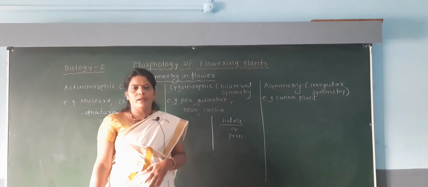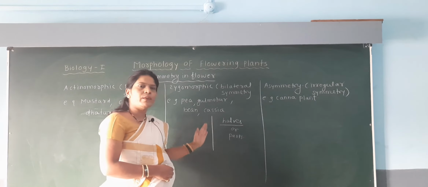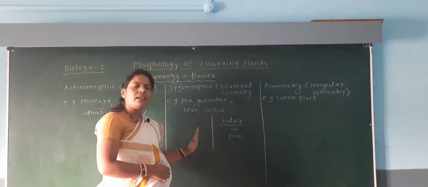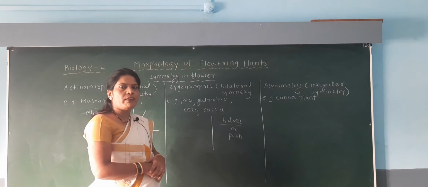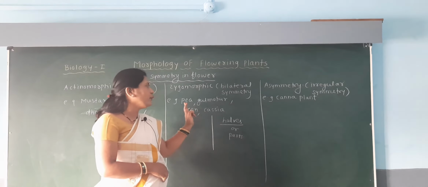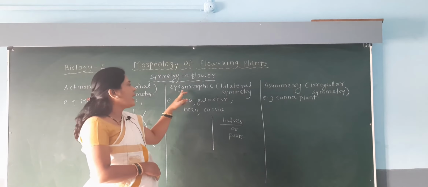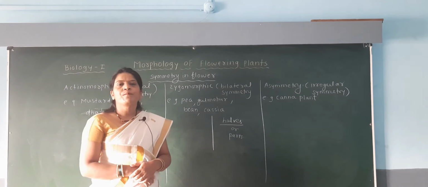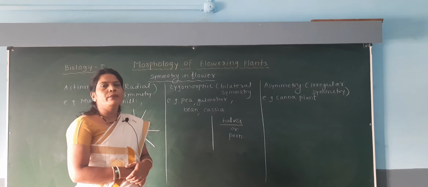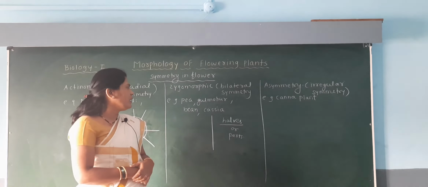Okay, so when any flower can be cut through the vertical plane and it forms two equal parts or two equal halves, then we call it zygomorphic symmetry, and another name for it is bilateral symmetry.